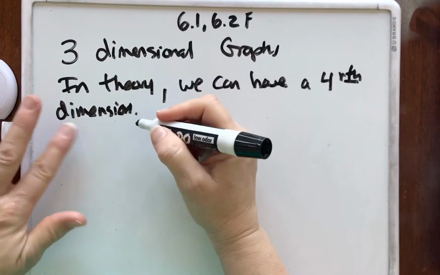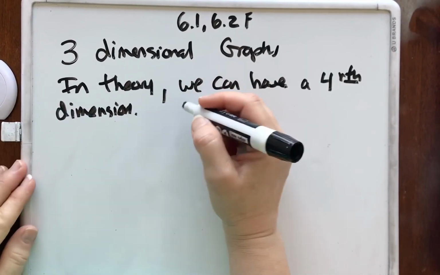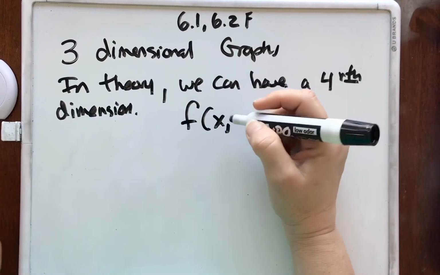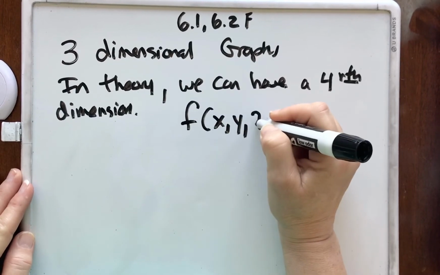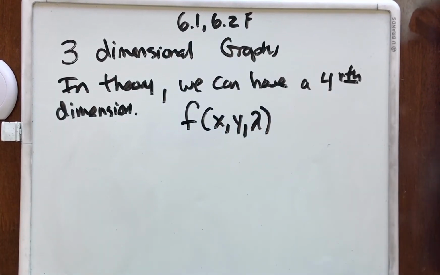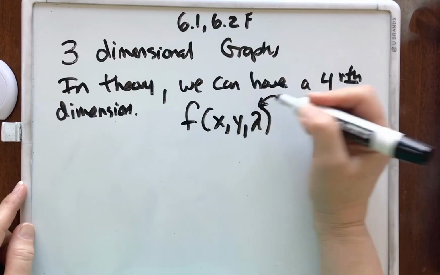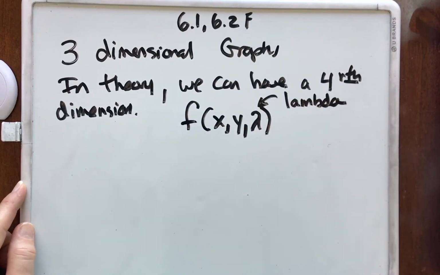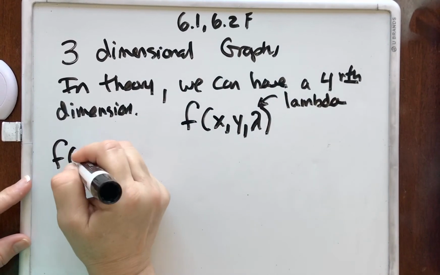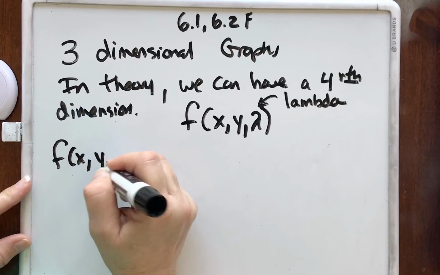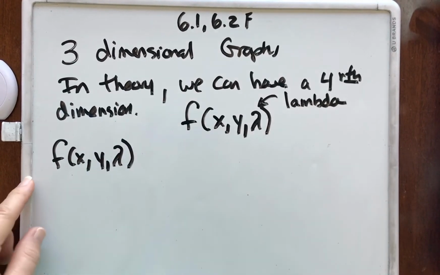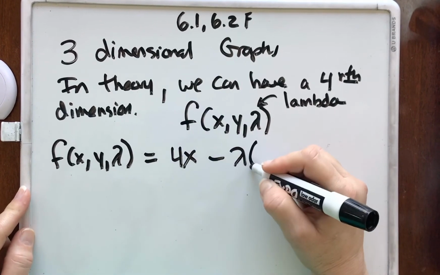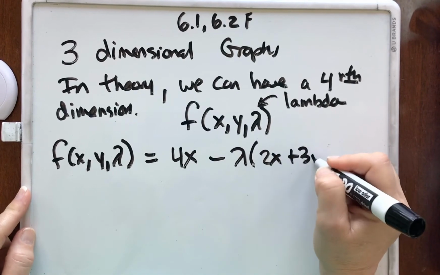Okay, now, in your homework, they label a function as f of x, y, and lambda. Instead of z, they just put lambda, okay? This is called lambda. It's a Greek letter, okay? So let's look at an example. F of x, y, lambda equals 4x minus lambda times parentheses 2x plus 3y minus 5.